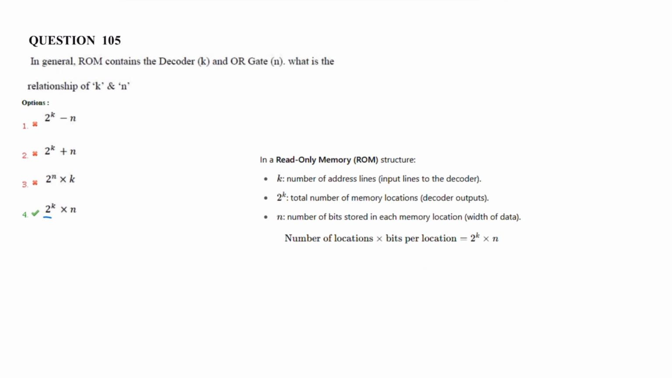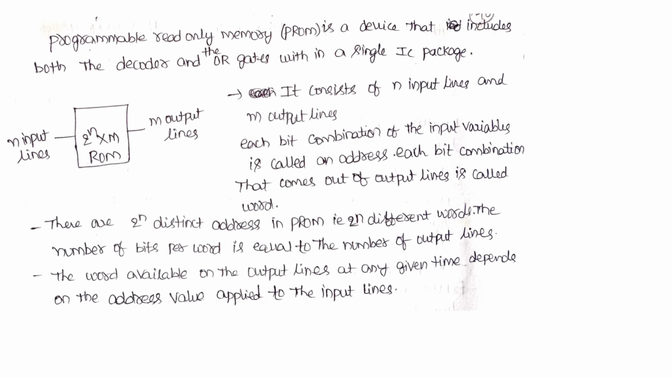Question number 105. In general, ROM, read only memory, contains decoder k and OR gates n. What is the relationship between k and n? So this PROM, programmable read only memory, is a device that includes both decoder and OR gates within a single IC chip. It consists of n input lines and m output lines.